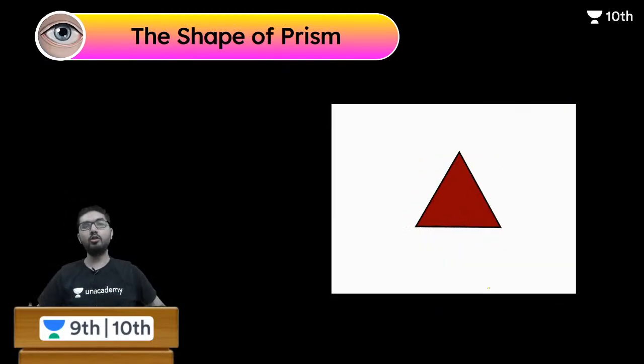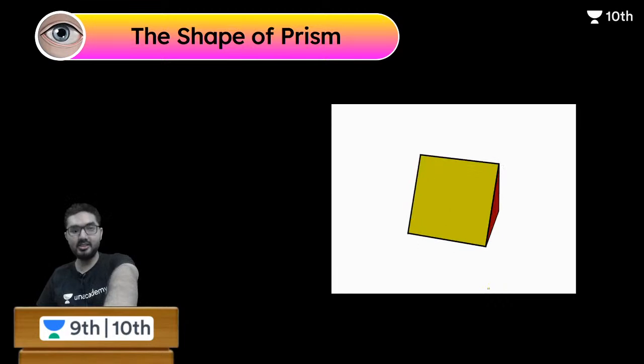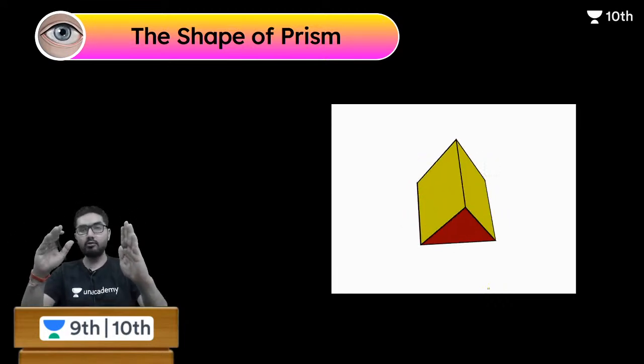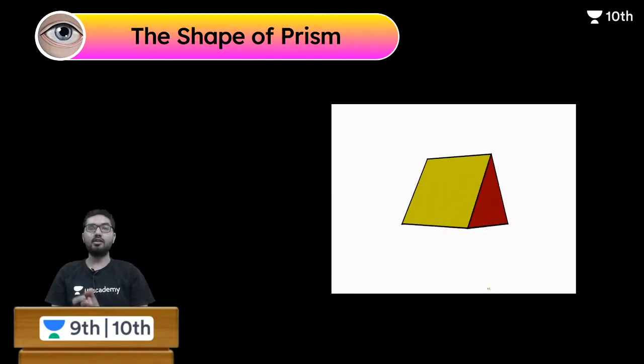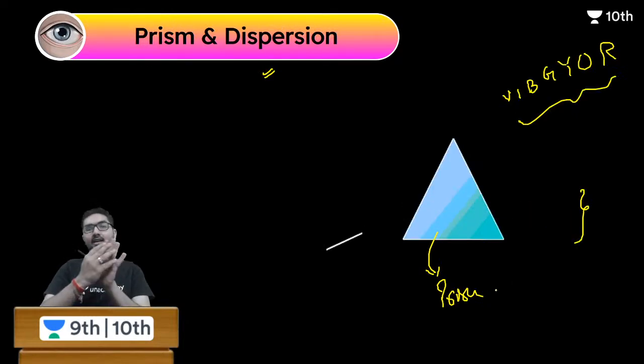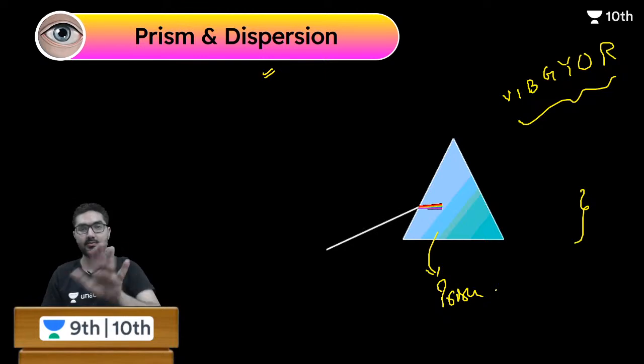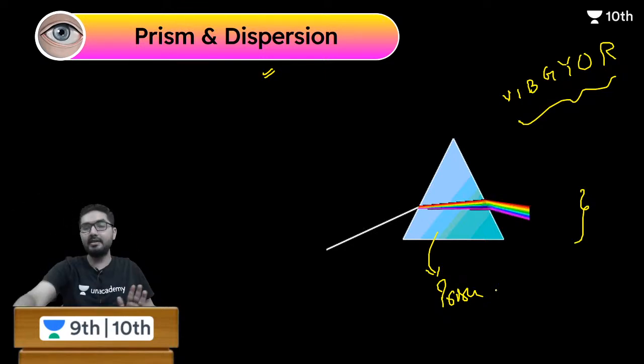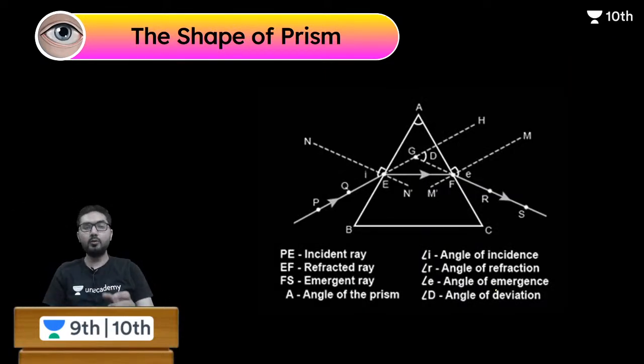To know a little bit more, a prism is a 3-dimensional shape where the 2 faces are triangular and the 3 sides are rectangular. That is what a prism is. Generally when I draw a prism, it is just a 2-dimensional view of the prism. Actually it is like that from the inside as well. So the shape of the prism you have got already.